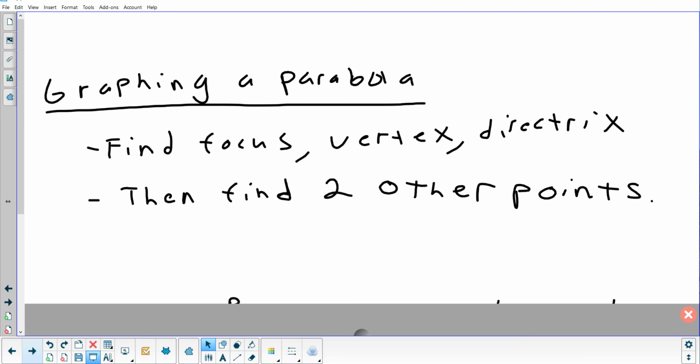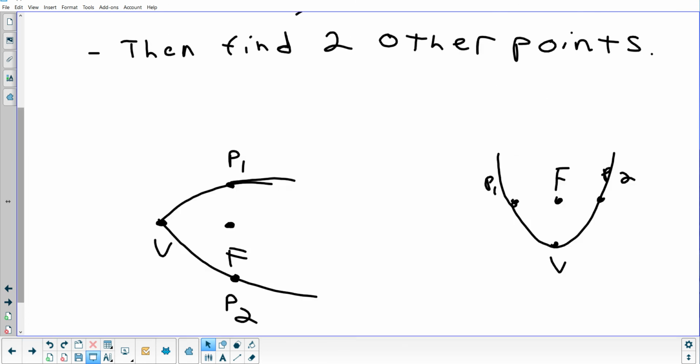So once you graph the vertex, which is a real point you're going to draw through, then you want to find two other points. So in general, if you can get your vertex and then get two other points, then you can make a pretty good sketch. Three points is about what we're looking for to draw a parabola. So here's your vertex. We'll get a point. We'll get another point. The 2 points might be in line with the focus. They might be above it. They might be below it. But as long as you get 3 of them, then you can do your sketch.